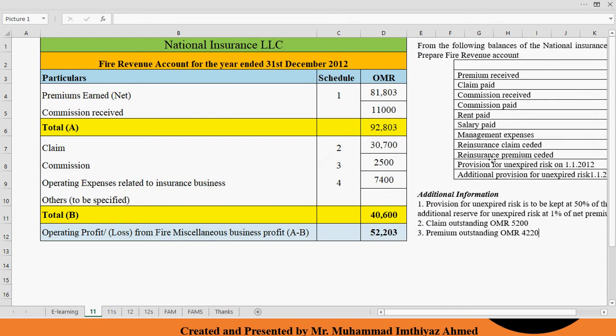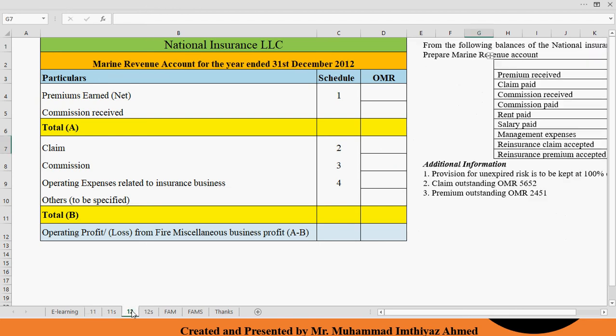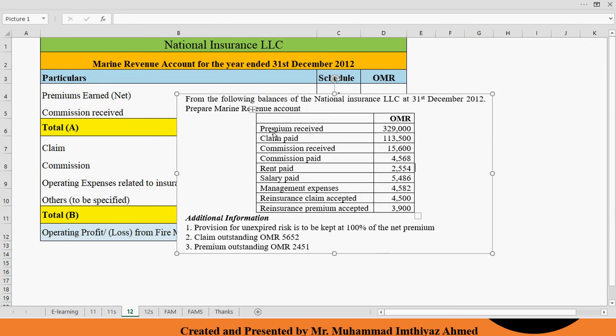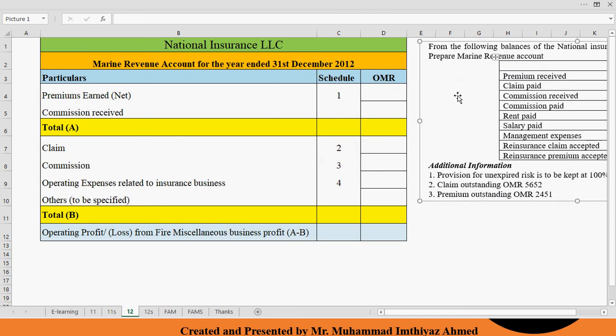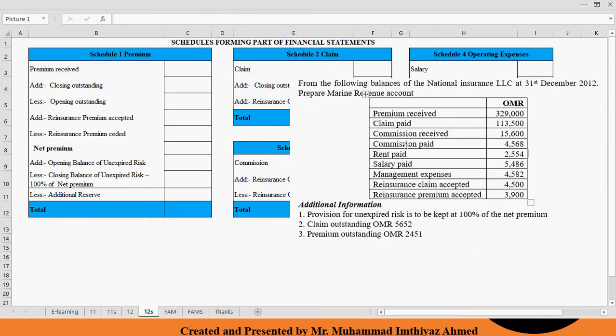So we have calculated 4 schedules and we have calculated the revenue account operating profit. So I hope the first problem is clear. Now I'm going to do the second problem. The second problem is the marine revenue account. We need to keep in mind, in the case of calculating premium for marine, we need to maintain a reserve of 100%. So let's start. The same method is applicable here too. We need to open the 4 schedules and we need to start our problem.